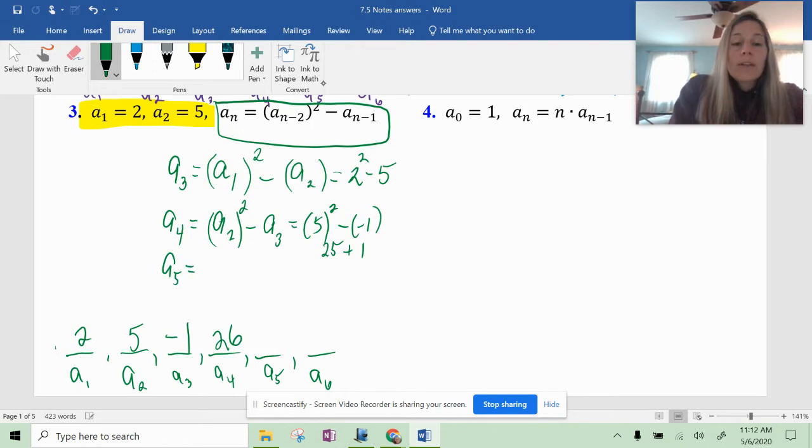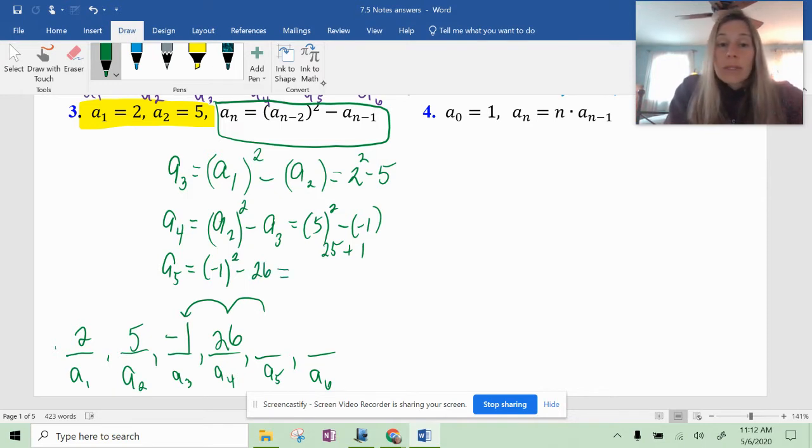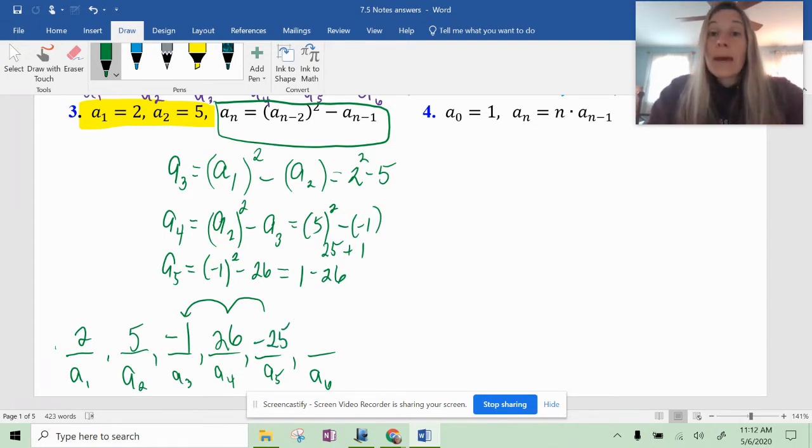So you have to take the term, so to find my a sub 5, I have to do 2 before it, which is negative 1, and square it, and subtract the one that's 1 before it, which would be 26 in this case. So negative 1 squared is 1, minus 26 gives me negative 25. And then I'm going to repeat that pattern one more time.